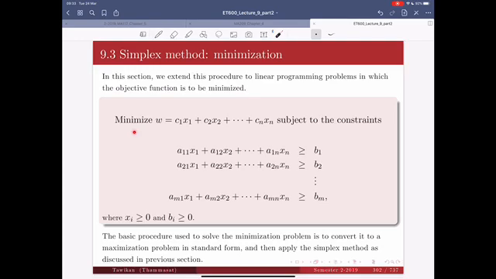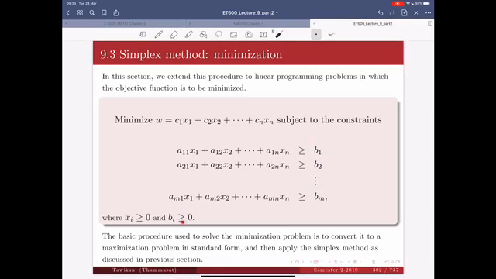So this box is the standard look of the minimization problem that we'll be learning in this course. Here we want to minimize w, which is a linear function of n variables x1 through xn, subject to all those constraints. As you can see, all the constraints are written with the inequality signs. We are also subject to the non-negative constraints of each variable xi, and all the constant terms on the right-hand side of each inequality must be non-negative.